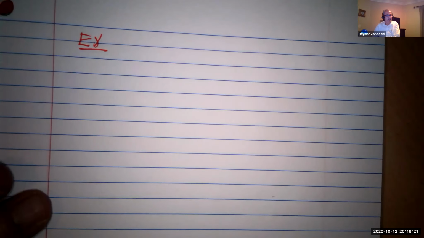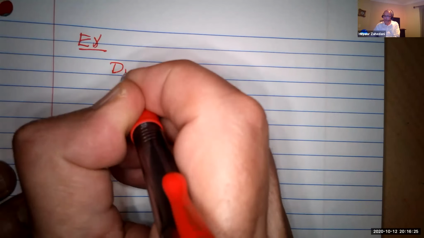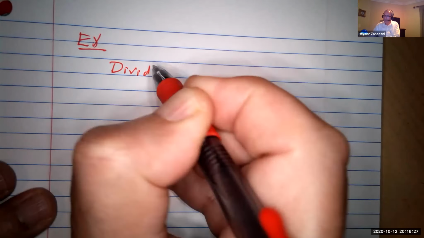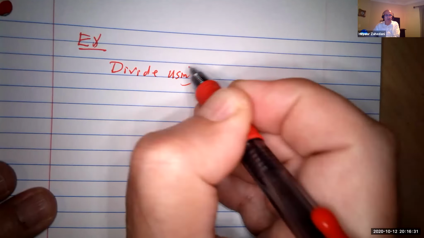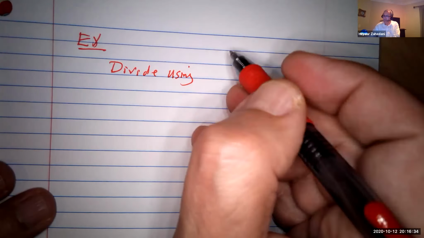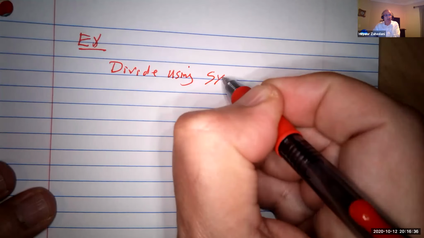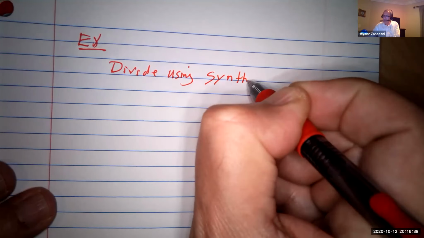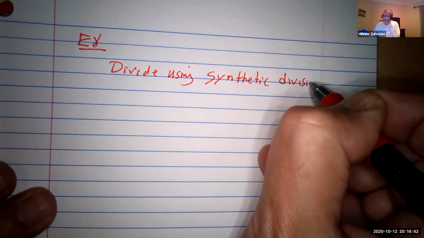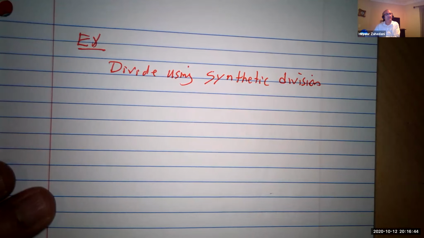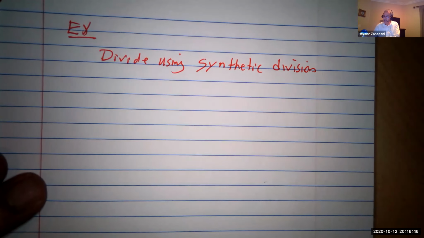Example. Okay, so we wanted to divide using synthetic division, or by the synthetic method. Okay, this is it, synthetic division. Let's do something quickly.